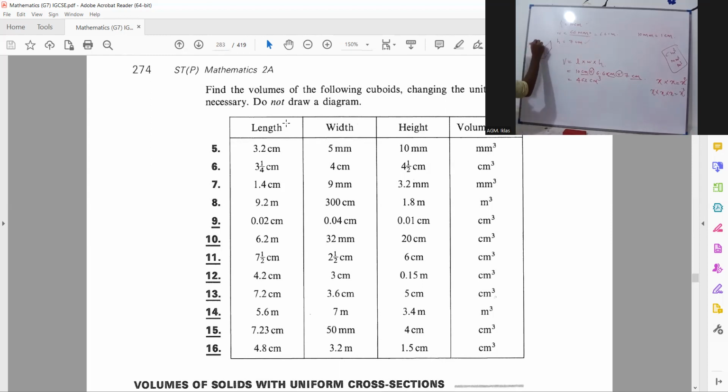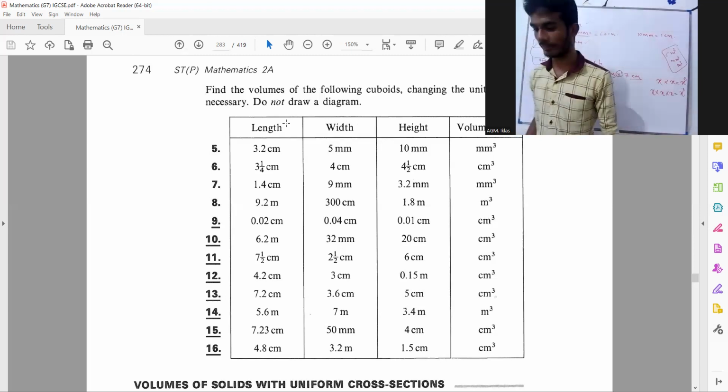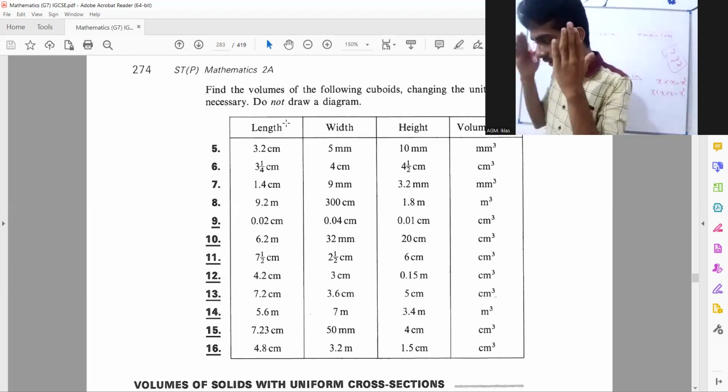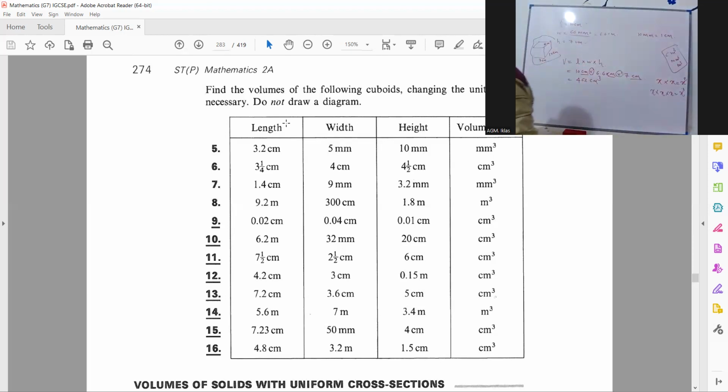Millimeter, centimeter. So things like these you might have drawn. Normally we approach questions in mathematics after drawing the diagram. Then only we can have an idea. However, they have told us not to draw a diagram. So we have to directly find the answer.